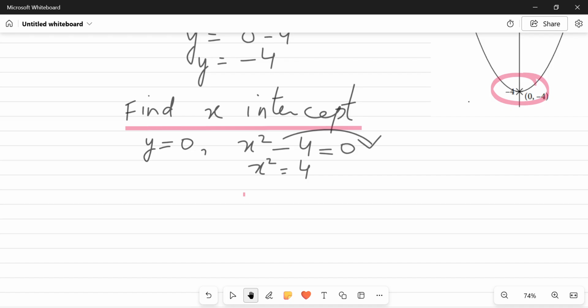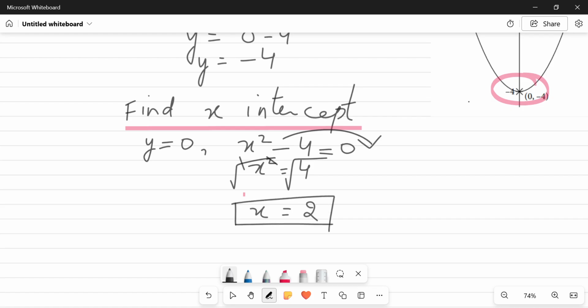Right. And then take the square root because you need the x value. Taking the square root, x is equal to 2. So we have found this, right? X is equal to 2, and you know that when we take the square root, one value should be positive and another value should be negative. So x is equal to 2, or you can say x is equal to minus 2. Two values we have found, right?